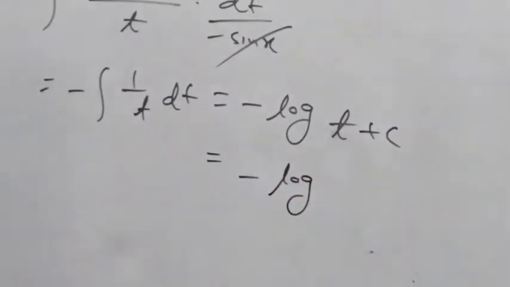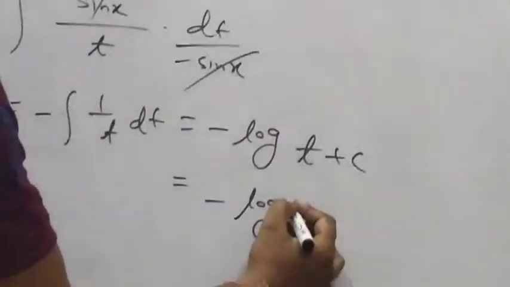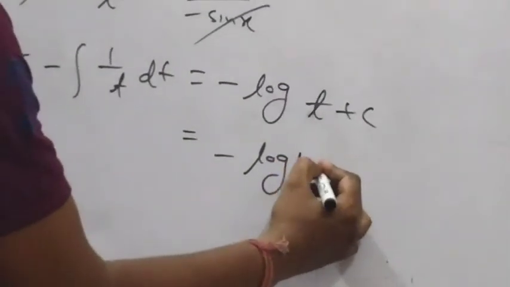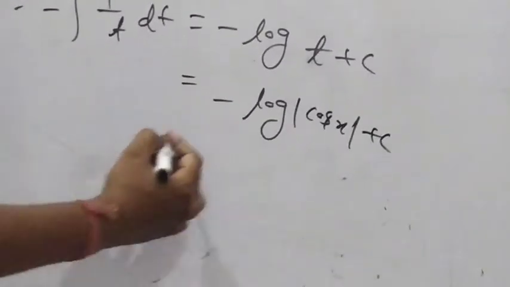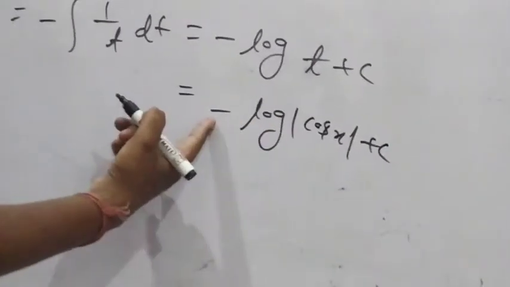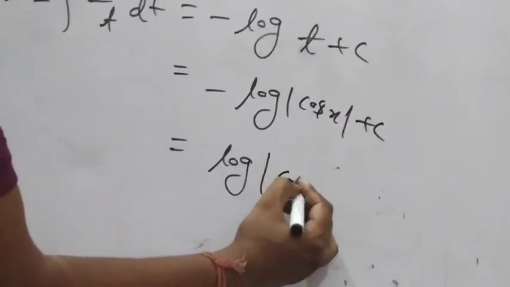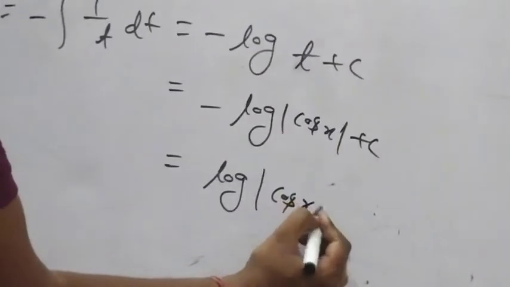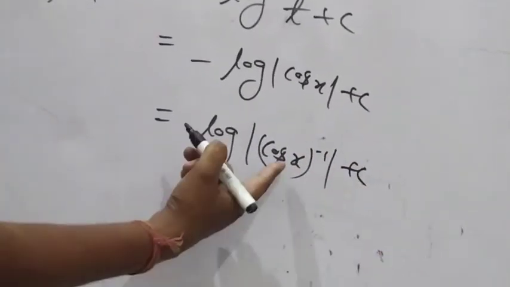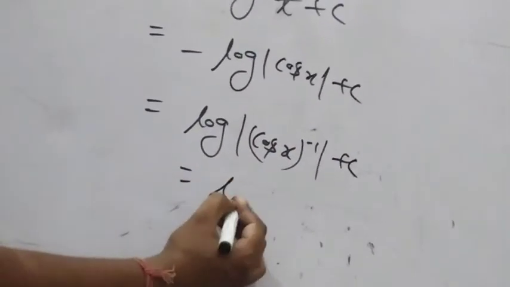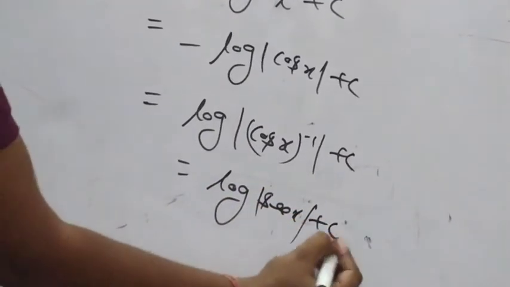Now we have to put the value here. t is equal to what? t is equal to cos x plus c. Understood? Now this is minus here, we can write minus log of cos x, or minus here plus c, which is log of 1 by cos x, that is, log of sec x plus c. Understood?